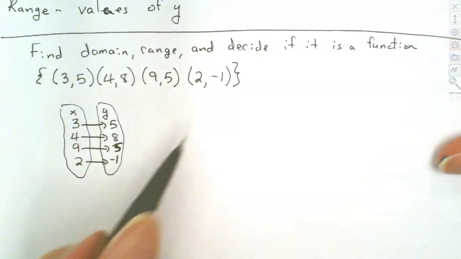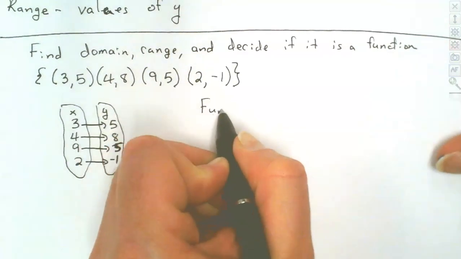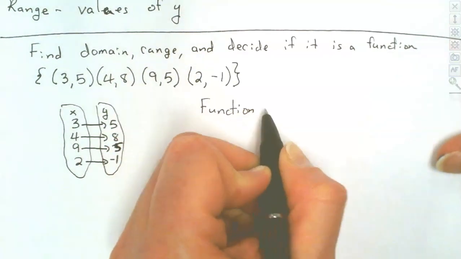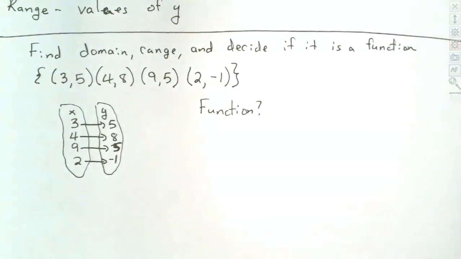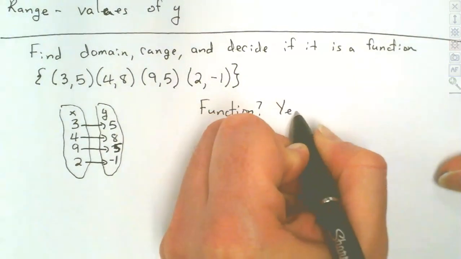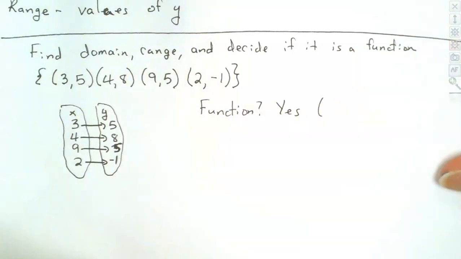Is this a function, yes or no? How do we tell? Well, we can tell if it's a function by looking at the x values. Are any of the x values duplicated? No, they're all different, so that means this is a function. And the reason for that is, again, all the x values are different.